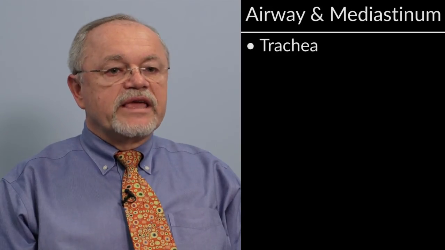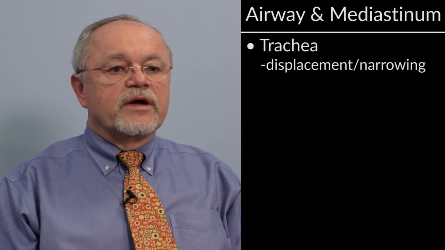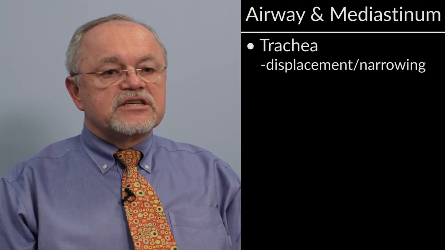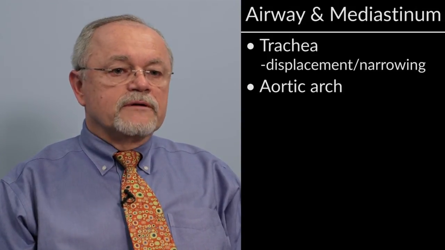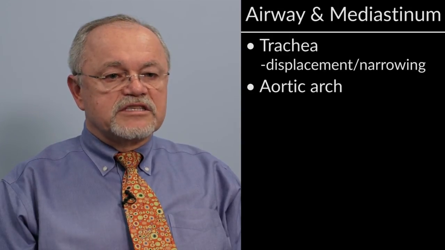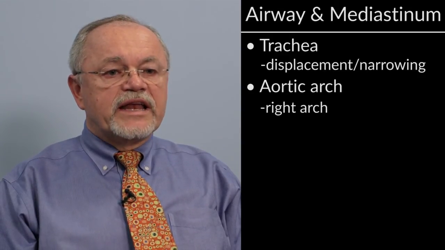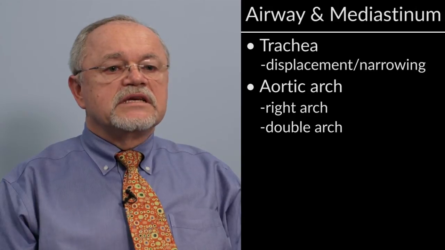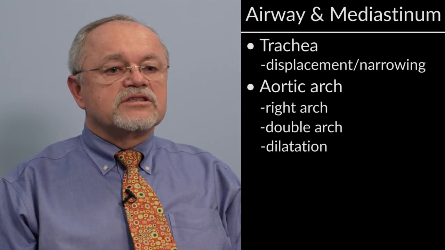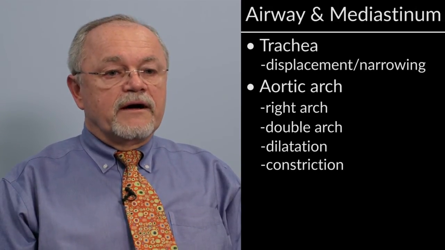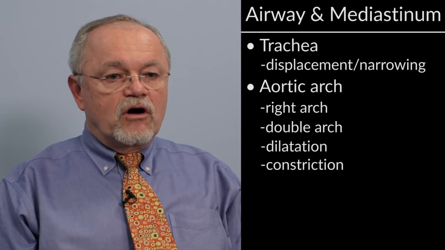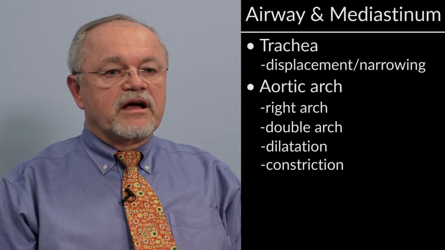The airway and mediastinum are also very important in evaluating patients with potential heart disease. We need to evaluate the trachea for possible displacement or narrowing, and the position of the aortic arch is very important because patients with congenital heart disease may present with a right aortic arch, a double arch, dilatation of the arch, or constriction of the descending aorta, depending on the patient's pathology.